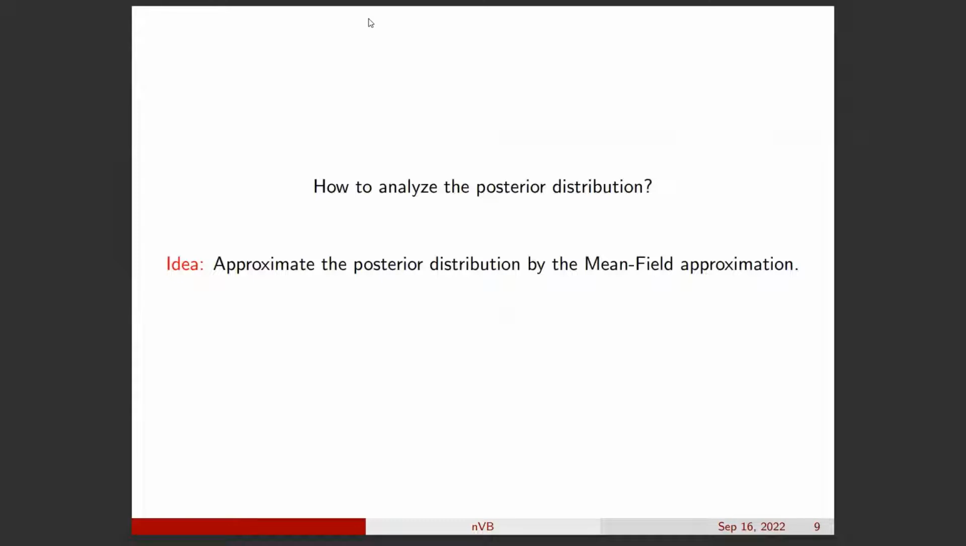So here is where I flip the perspective, right? I introduced these mean field approximations initially as purely computational approximations that can help us to work with the posterior distribution. But here and henceforth, I will tell you that these mean field approximations can actually shed crucial light on the actual properties of the posterior distribution.